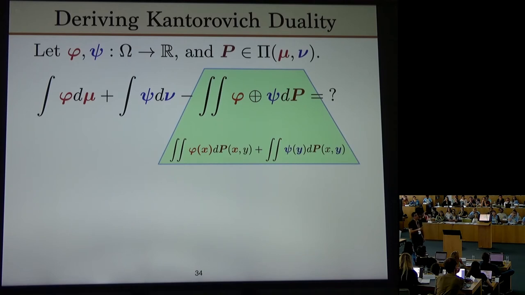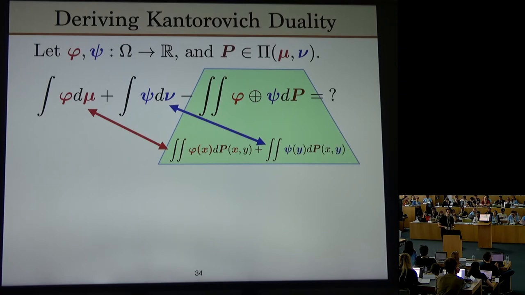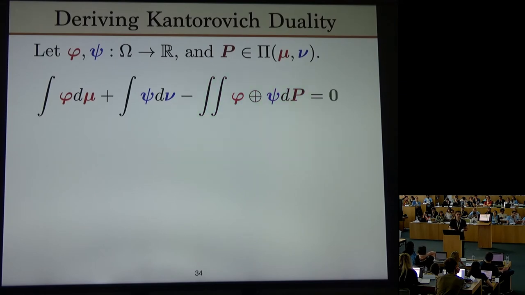So now if P is a coupling and it has the right marginals, what do you get? Essentially you get what you had on the left hand side, right? Think about it mathematically. This is a coupling which has marginal mu and marginal nu on the right hand side. Even if I integrate against y, it doesn't have any effect. It normalizes to 1 for each value of x. And so here I will be able to cancel out these two terms. So in short, if P has the right marginals, then those two things cancel out.